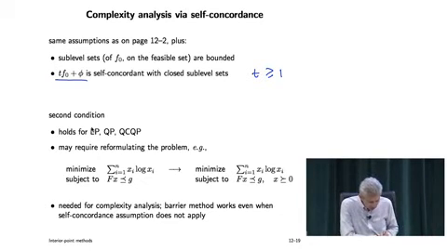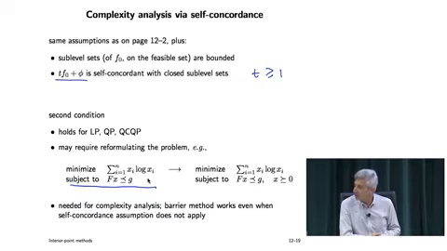Now, this would hold for things like linear programs, QPs, QCQPs, geometric programs, things like that. Now, there are some cases where it isn't. Here's one. Here's a maximum entropy problem. And it turns out it's not self-concordant. But it turns out it's really easy to make it self-concordant. And actually, when you think about it, you'll realize it's even the right thing to do.